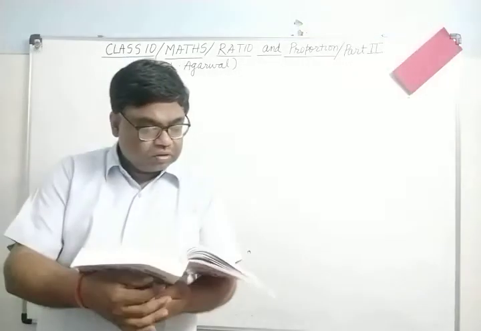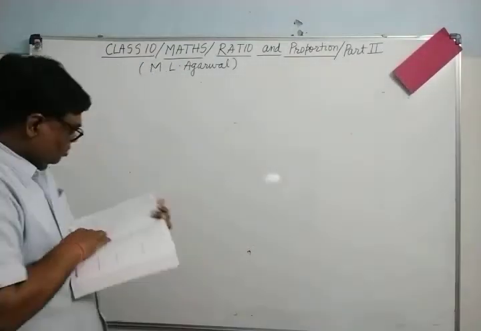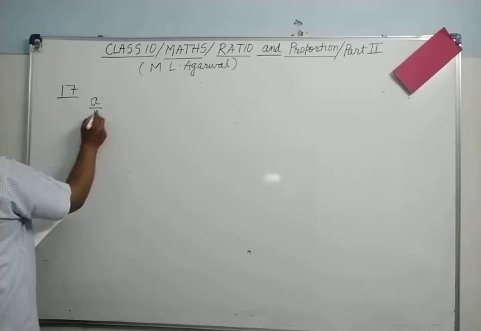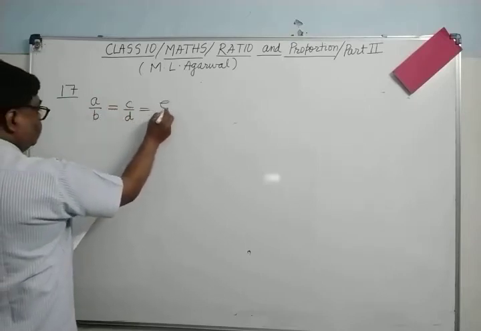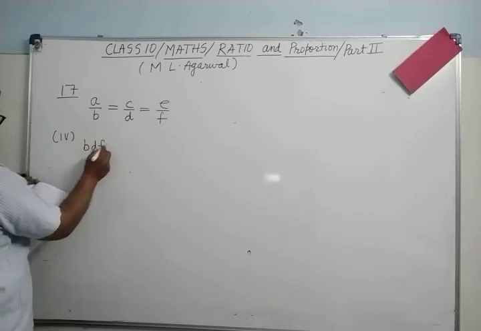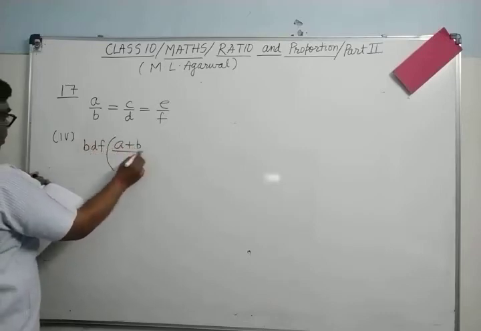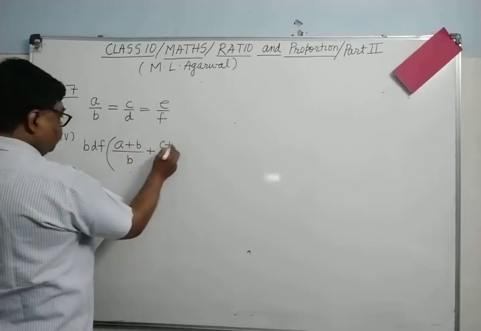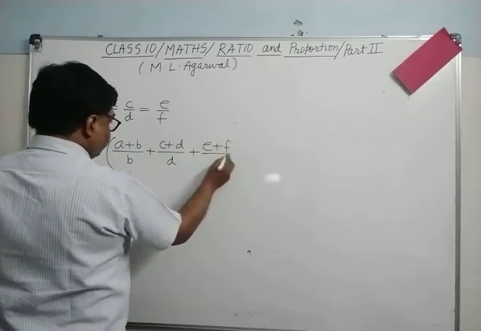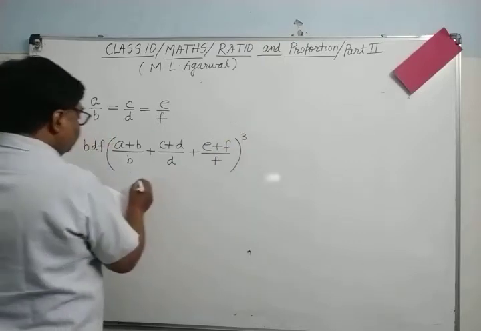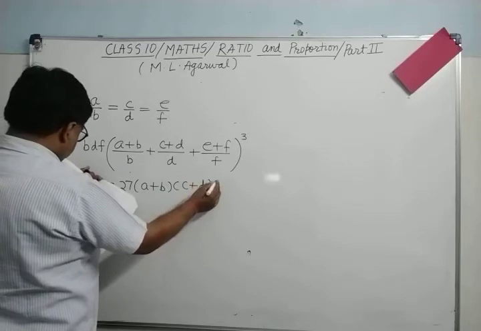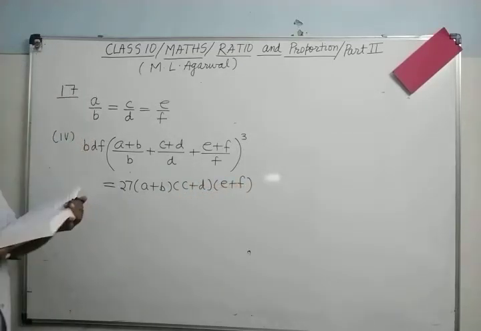Now you can see question number 17. Here it is given A upon B equals C upon D equals E upon F. Then you have to prove, I am explaining the sixth part, that (A plus B upon B plus C plus D upon D plus E plus F upon F) whole cube equals 27 (A plus B)(C plus D)(E plus F). This you have to prove.